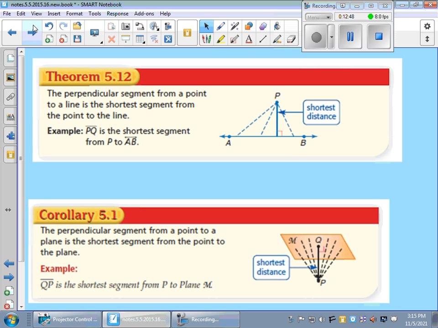This slide here I want to go through real quick, a perpendicular segment from a point to a line. The shortest distance between two lines is a straight line. So if we wanted a distance from AB to P, we would have to use a straight line distance right here. Shortest distance is a straight line. Same with this one here.